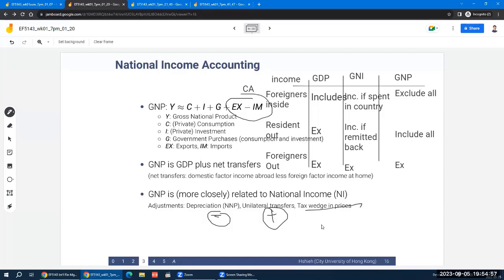Okay, and lastly, tax wedge in prices. This is just a fancy word for tariffs. There's most likely a difference between what is being paid by the consumer and the actual price of the commodity, good or service, right? And if the consumer pays more than its actual worth, then that difference needs to be subtracted out. Because if I import a car and the tariff is 20%, but I only get 80% of the value, that 20% should be taken out, right?